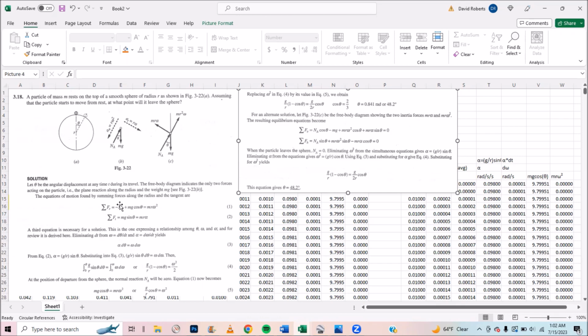This would have been negative. So who cares? If this is 0, the signs don't even matter. Actually, the mass doesn't even matter. So you basically have something that looks like g cosine theta is equal to r omega squared. So that's going to answer the question.